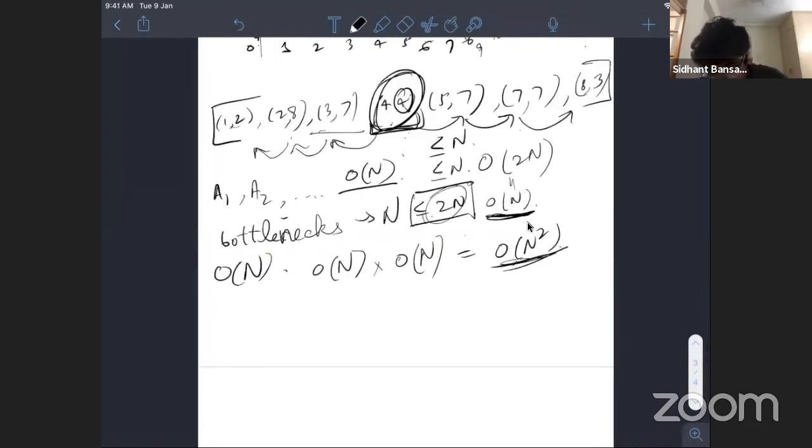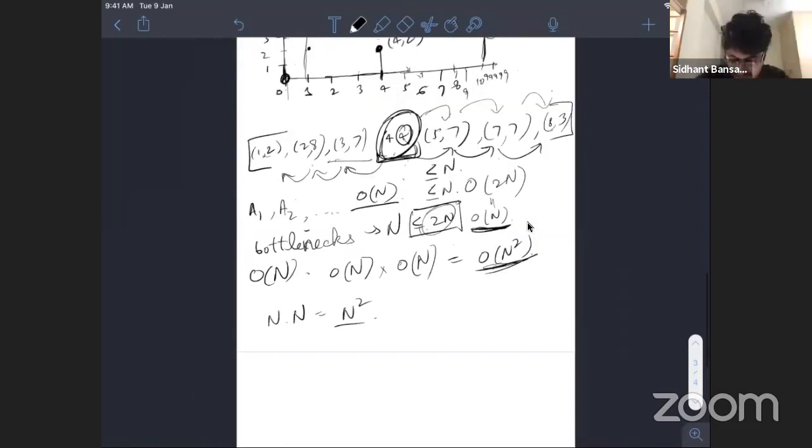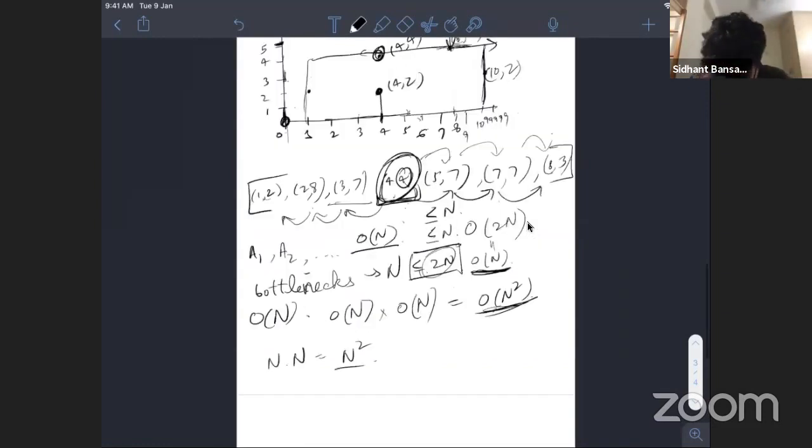And how many bottlenecks do we have? We have n such bottlenecks. So n bottlenecks, and each bottleneck costs you n time, like 2n time more precisely, but n time. So it's n square, n times n basically. Number of bottlenecks times how much time each bottleneck takes. Okay, so more or less everyone is clear with the n square algorithm. That's good.